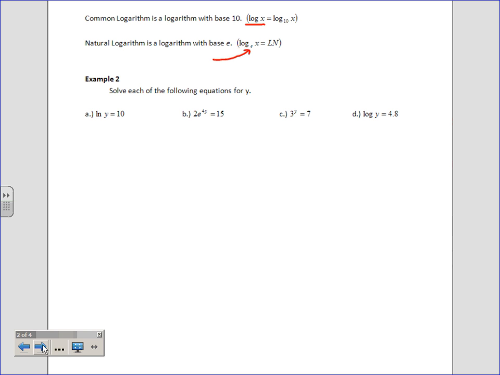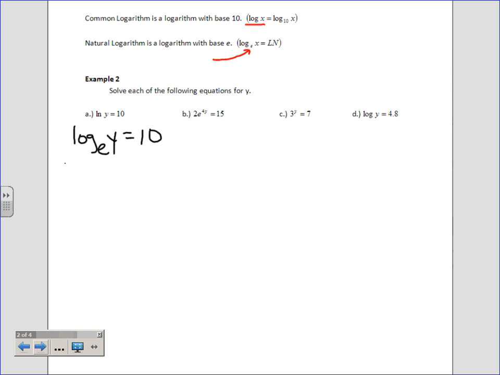So we are to solve each of these for y, which means get y all by itself. Well, right there's ln, which means natural log of y equals 10. Again, you could look at that as saying log base e of y equals 10. But normally we don't write it that way. You just say natural log. Okay. And so what is the one thing that will cancel out log base e, or natural log? And look at your calculator. Look at natural log. What's right above it? Yeah. Right above it is e to the x.